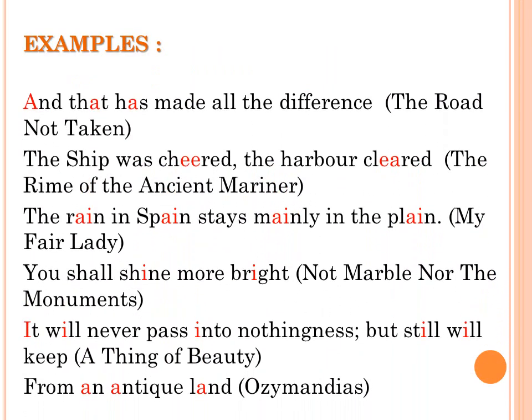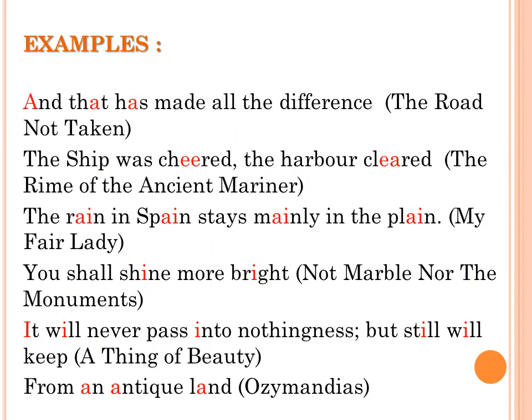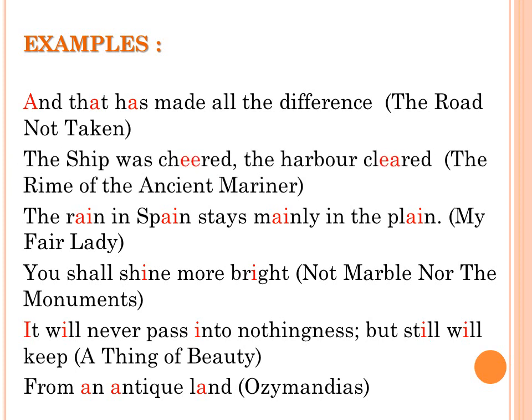Let's see the examples. And that has made all the difference. In this line, repetition of A sound is done, which is a vowel, and that is why we have assonance. The ship was cheered and the harbor cleared. In this, we have the repetition of diphthong, which is a pair of 2 vowels. In the first, we have EE, second we have EA. This is a diphthong which makes a completely different sound.